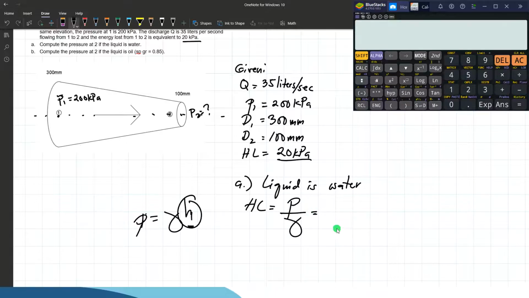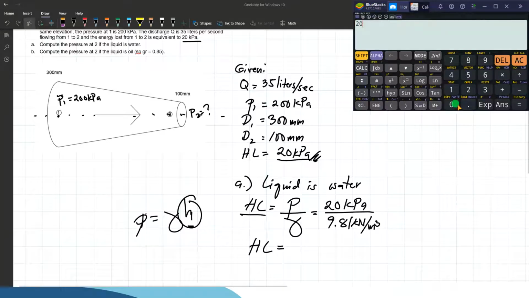So pressure for the head loss is 20 kilopascal. Okay, so we're referring here to the head loss. So we convert that into head, 9.81 kilonewtons per cubic meter. So kilopascal is kilonewtons per square meter. So our unit for the head loss is in meters. 20 divided by 9.81. That's 2.039 meters. So this is the head loss in meters.